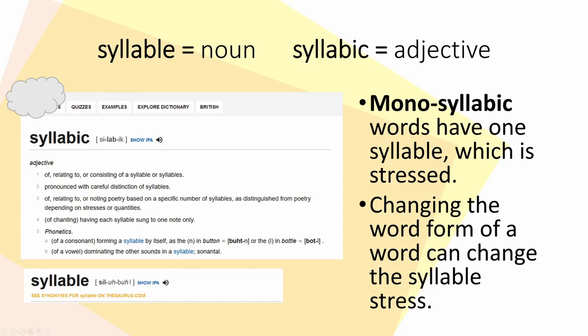Now, the noun form of the word is syllable, and the adjective form is syllabic. If a word only has 1 syllable, we're going to call it monosyllabic. And if it's a 1-syllable word, then that syllable will be stressed. We can think about a word like day. That's a monosyllabic word with 1 stress. There's only 1 way to stress it. Week is another example.